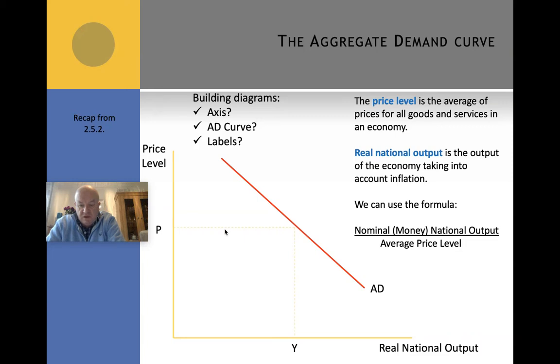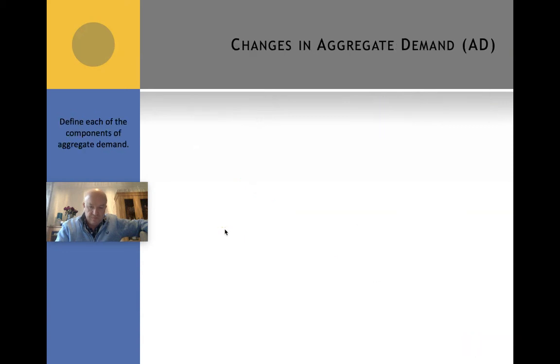So it's really a much truer reflection of whether real national output has increased, it's due to the fact that we've had improvements in the economy and we've got some economic growth, not just based on an increase in price or a change in price. So let's look at changes in aggregate demand then.